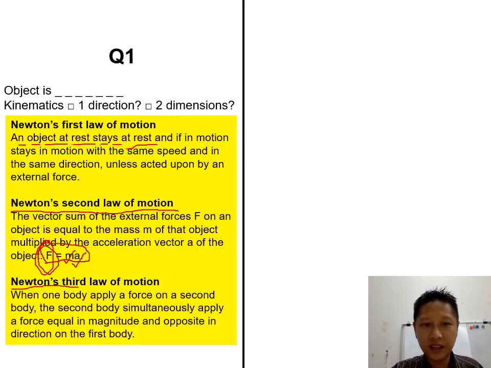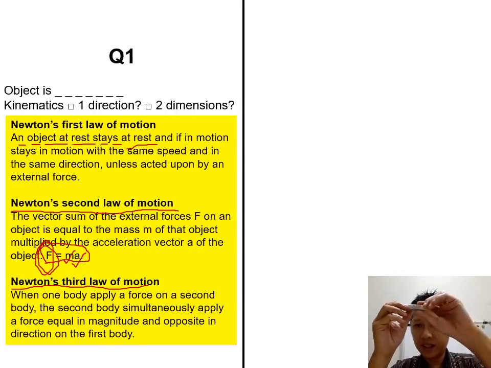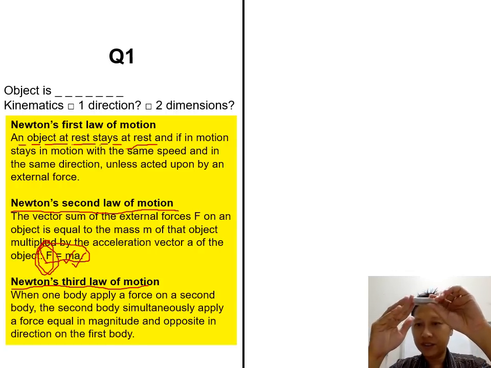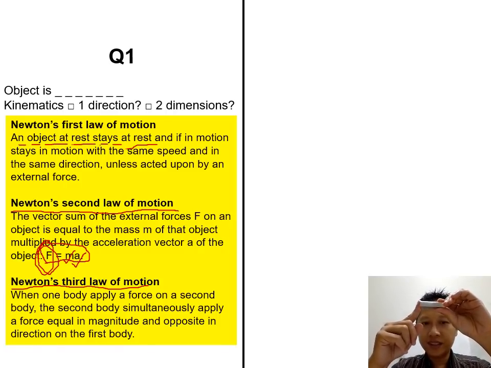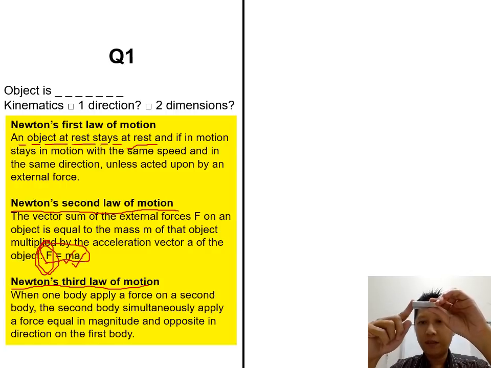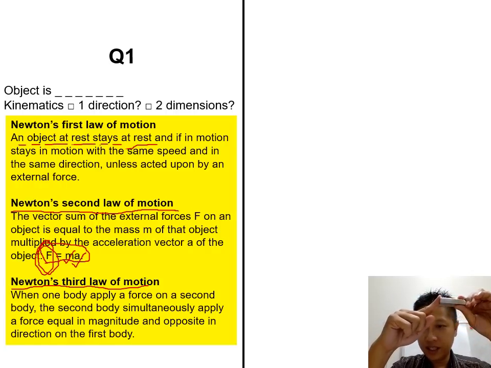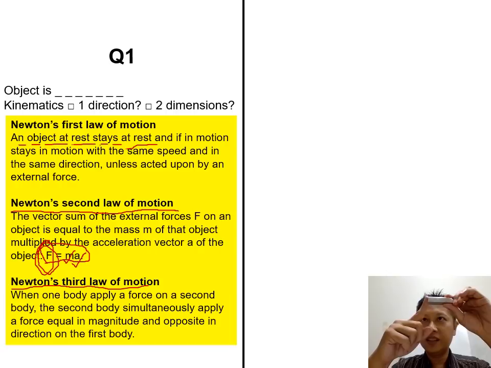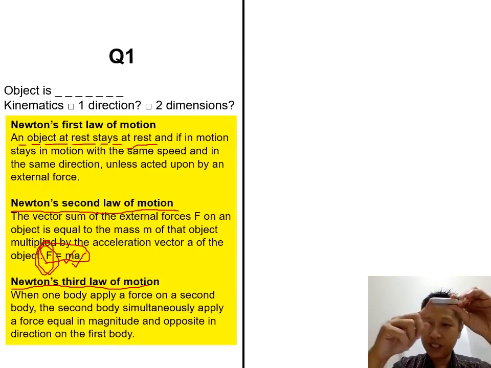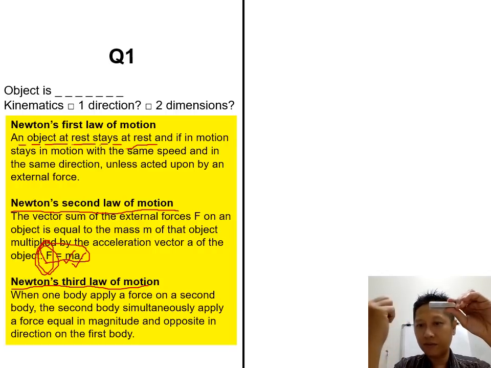Newton's third law says that when an object applies a force on a second body, the second body simultaneously will apply a force of the same magnitude, the same value, and the opposite direction on the first body. When I push the rubber, the eraser here, I can feel my finger going to the opposite side. Even though I'm pushing it, there's an opposite force that I can feel.